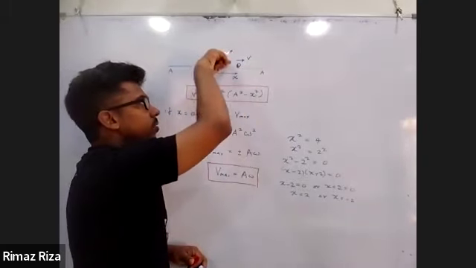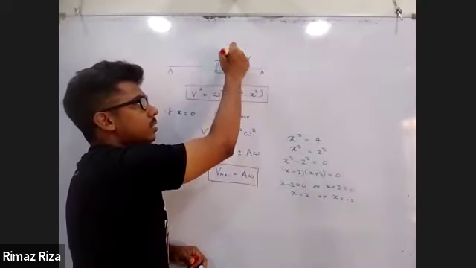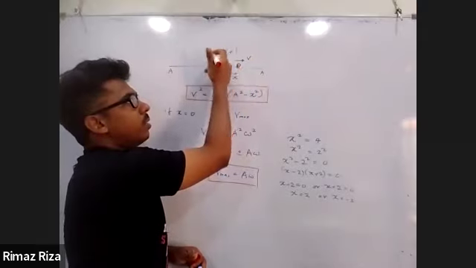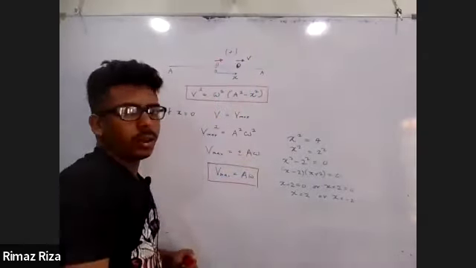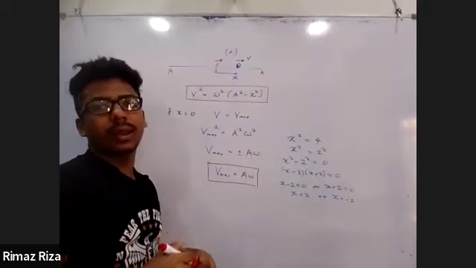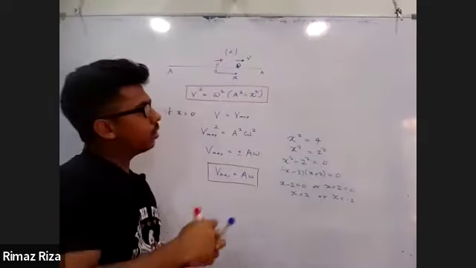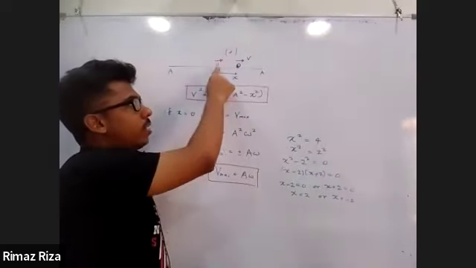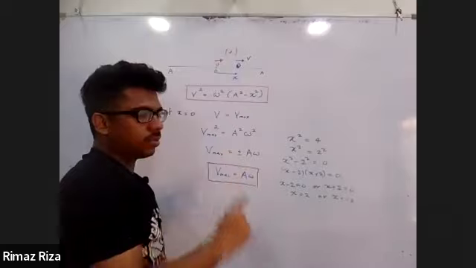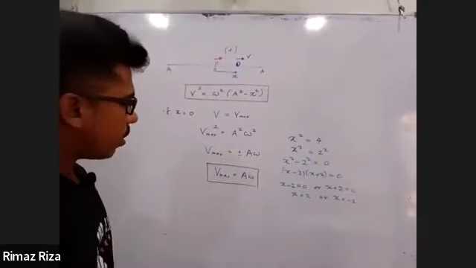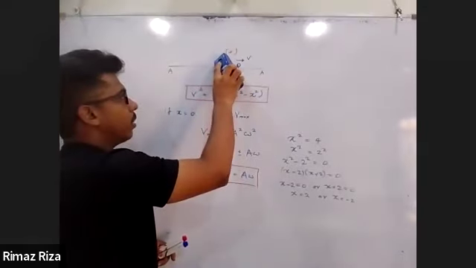When the particle is moving in this direction, let's say this direction is considered as the positive direction. Then when the particle is moving in this direction, it's negative. We know velocity is a vector quantity, so it has both magnitude as well as direction. So if it is positive in this direction, it is negative in that direction. Therefore we have two solutions, plus a omega and minus a omega. So this gives the maximum velocity.